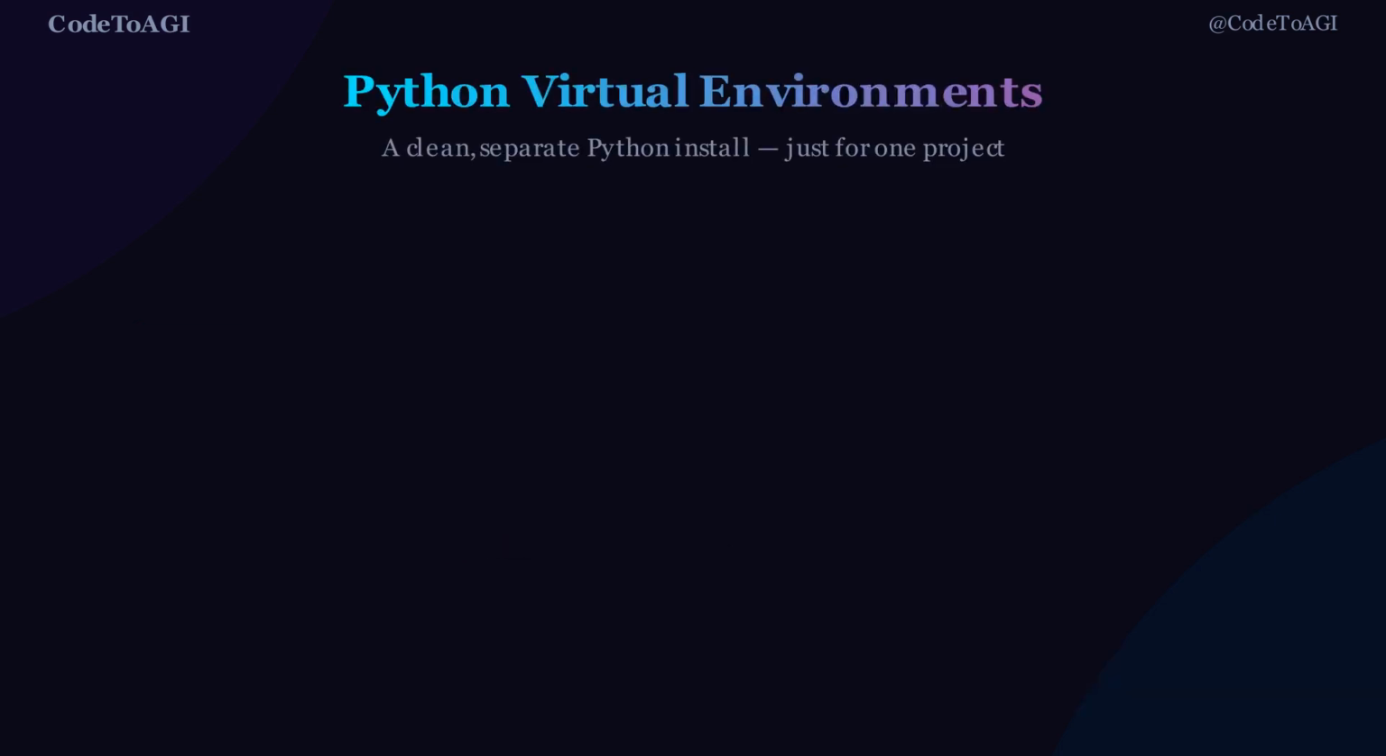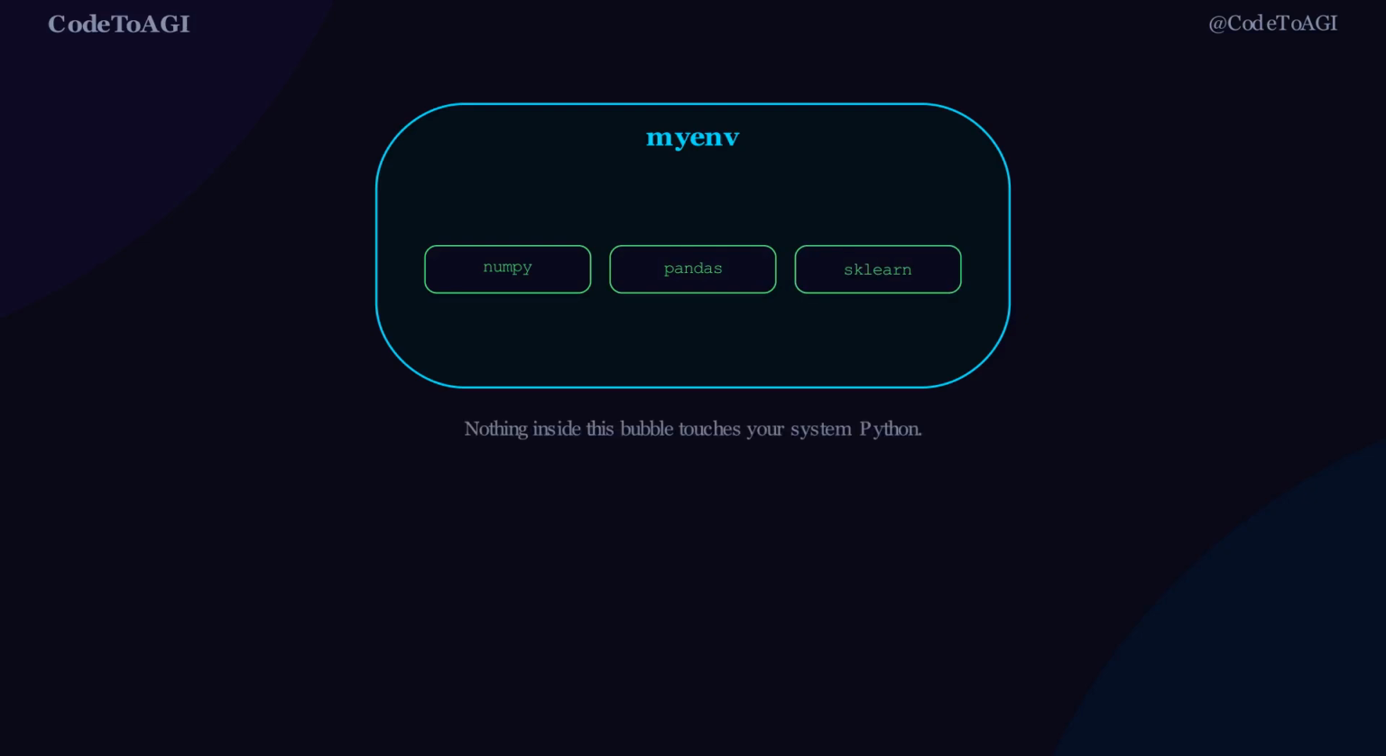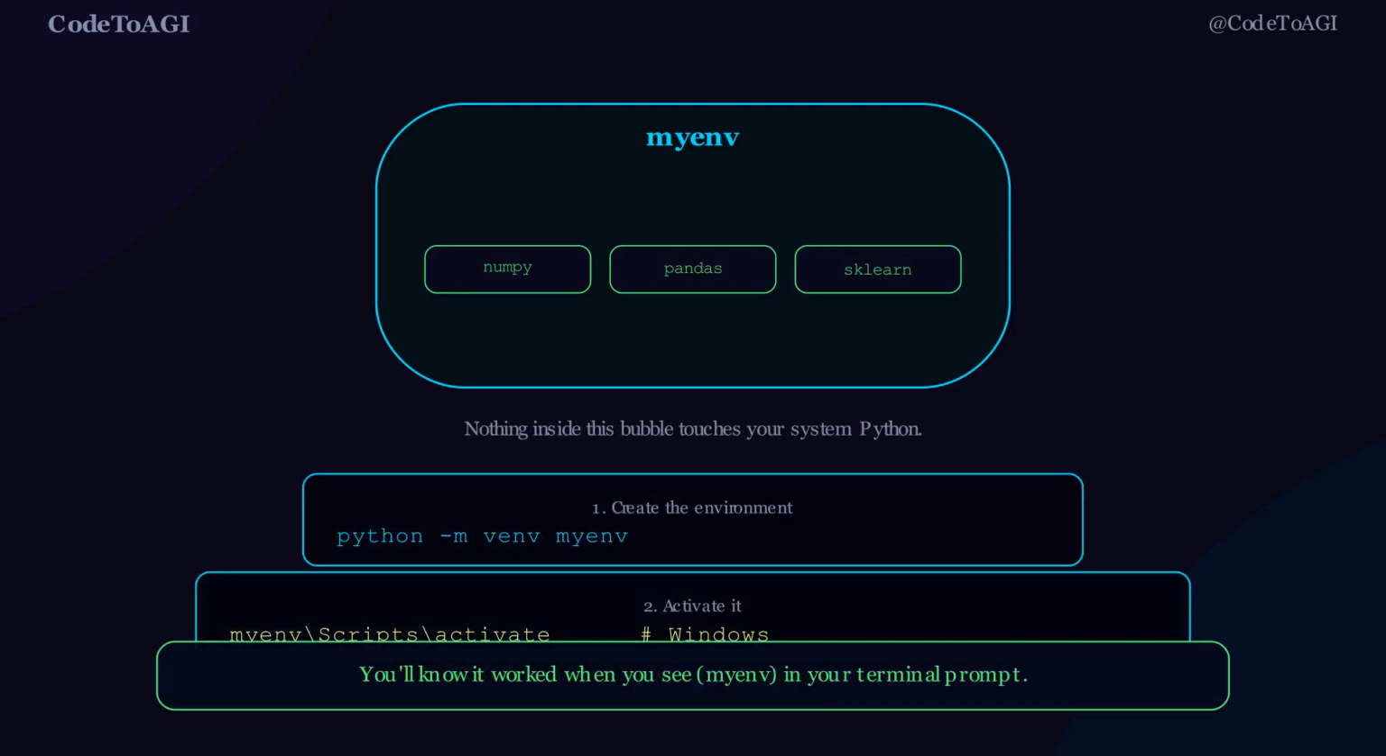A virtual environment is a clean, separate Python install, just for one project. Nothing you install inside it touches your system Python. Creating one takes a single command, python -m venv myenv. Then you activate it, and everything you install lives inside that bubble. On Windows, myenv/Scripts/activate. On Mac or Linux, source myenv/bin/activate. You'll know it worked when you see the environment name in your terminal prompt.